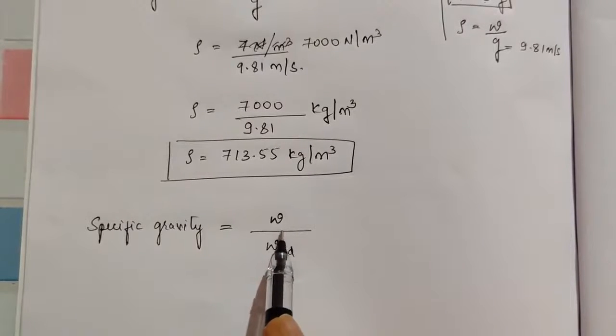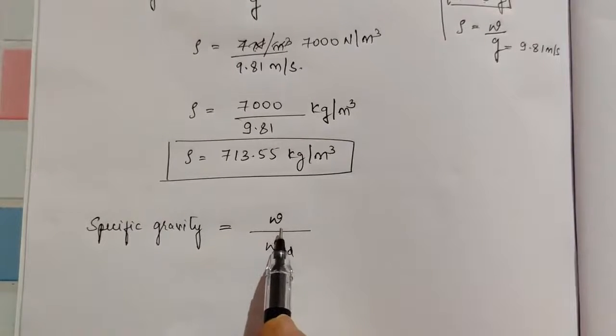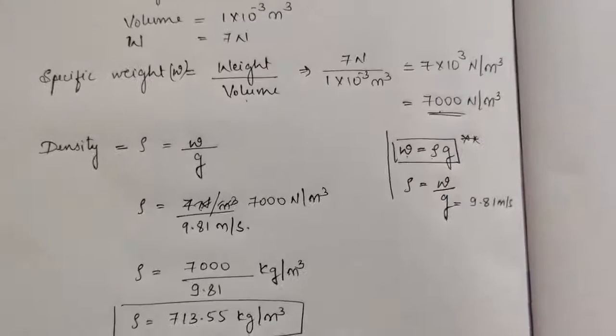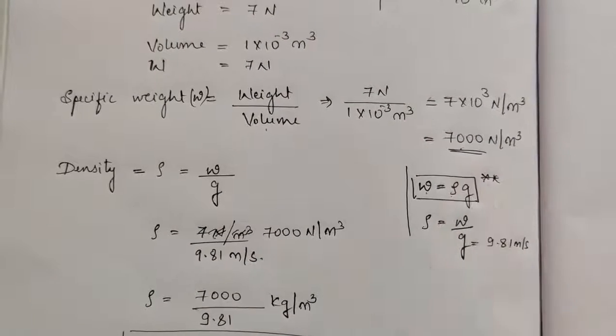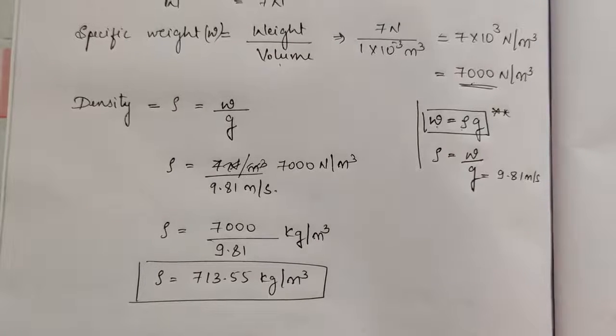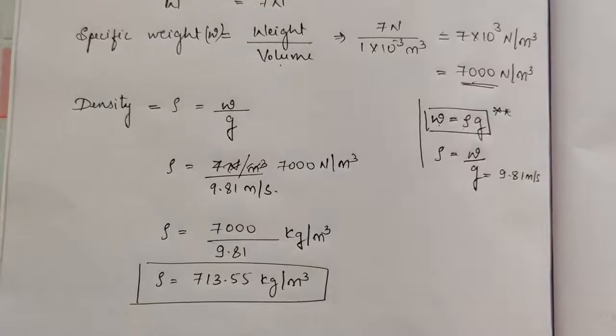Next, specific gravity is what? It is the weight density of the liquid to the weight density of the standard liquid. So what is the weight density here? We have got 7,000 Newton per meter cube.